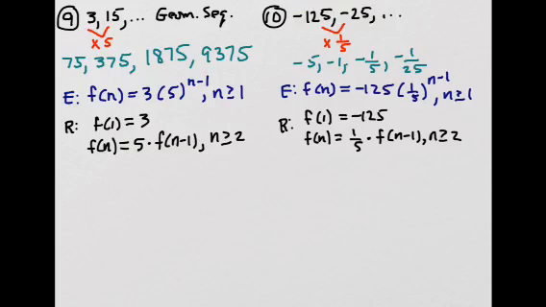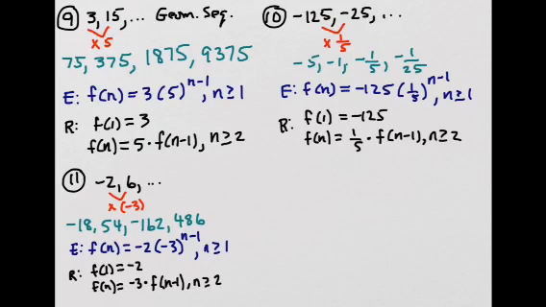The explicit rule is the first number times the ratio to the n minus 1 for all n greater than or equal to 1. For the recursive rule, you start off with the first term. F of 1 is negative 125, and then f of n equals the ratio times the previous term for all n greater than or equal to 2. Because this is 1, this is now 2 right here.